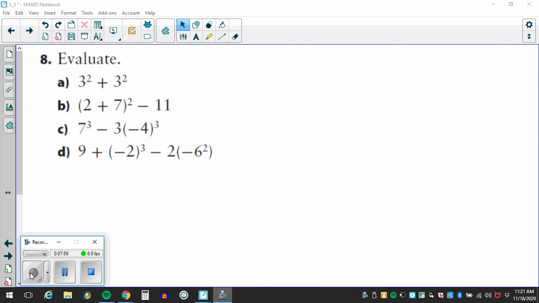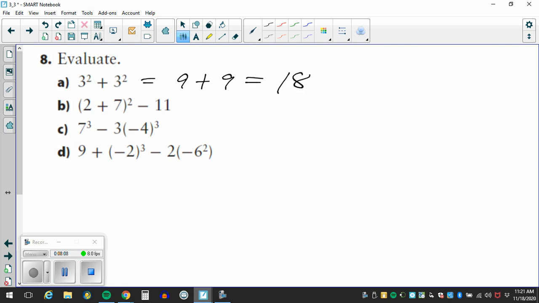Question 8, evaluate. So in BEDMAS, I'm going to do my exponents first. 3 squared is 9. Do both of those first. 9 plus 9 is 18. In my next line, I'm going to do my brackets first, which is 2 plus 7. So I'm going to have 9 squared minus 11, which will become 81 minus 11, which is going to have a final answer of 70. And I am aware I'm doing this linearly, and I always want you to do it vertically. But don't worry about it. I just have lack of space here.